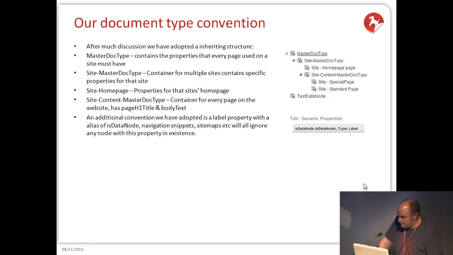We also have one extra convention, which is the data node property, which is a label, so it doesn't actually ever have any value. We add it to any document type that's going to represent a piece of data that's never actually going to be a page. As long as it's set, every single existing piece of Razor or C# will always exclude anything that has this property. So it just immediately forgets it, or doesn't output it into a nav or a sitemap, for instance.